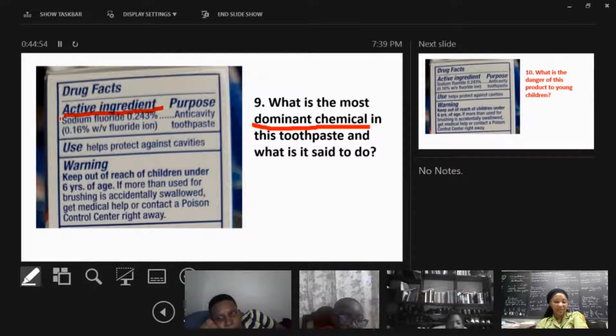The purpose, anti-cavity toothpaste. Oh, so the active ingredient would be sodium fluoride. All right, I think I saw that answer over in the chat. Let me go and check. Nia said sodium fluoride, and the use is to help protect against cavities. That is correct. So it says sodium fluoride and it's anti-cavity. That's the purpose.